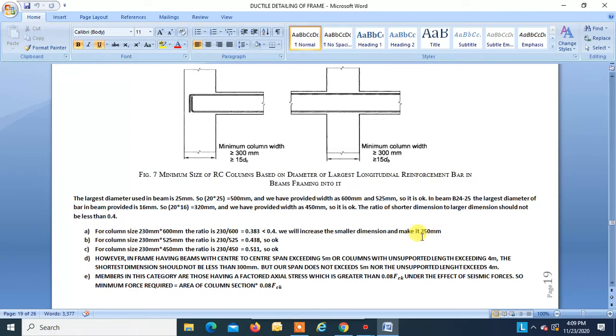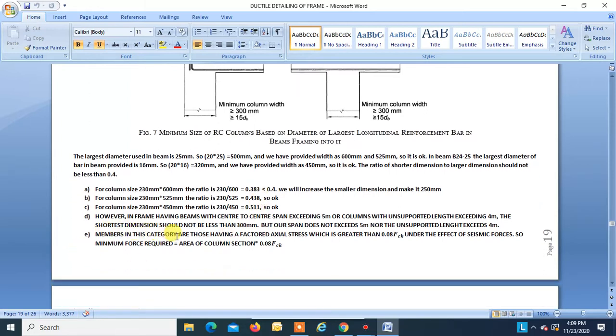So for the columns with 600 depth, we will take the width equal to 250 mm. For column size 230 by 525, the ratio is 0.438, greater than 0.4, so okay. For column size 230 by 450, the ratio is 0.511, greater than 0.4, so okay, right?